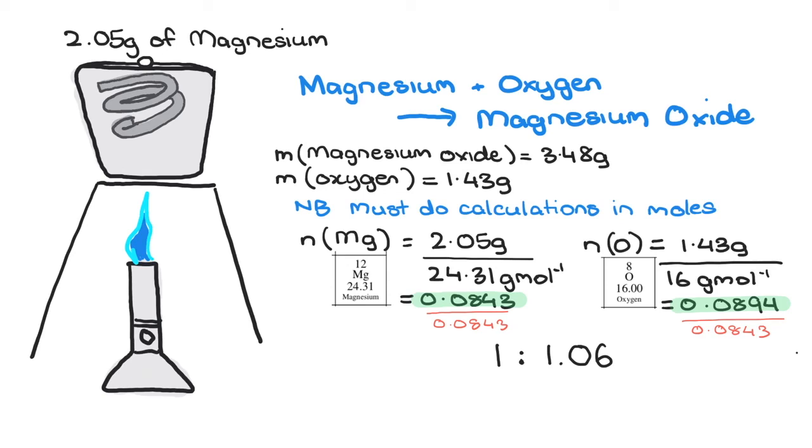So the ratio of magnesium to oxygen is 1 to 1. That is, for every magnesium atom, there is one oxygen atom in the empirical formula of magnesium oxide. So it's written as MgO. Now, if your mole ratios are looking funny, like crazy amounts of decimals, just multiply each by the same number that will give you a whole number. Easy as.